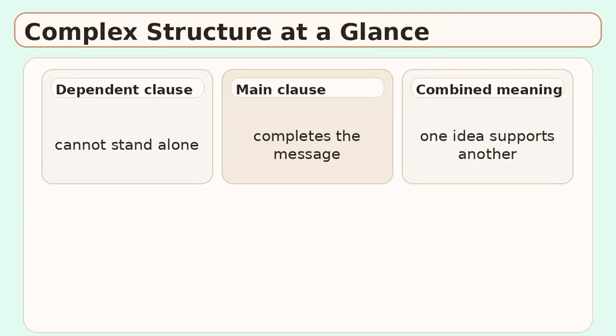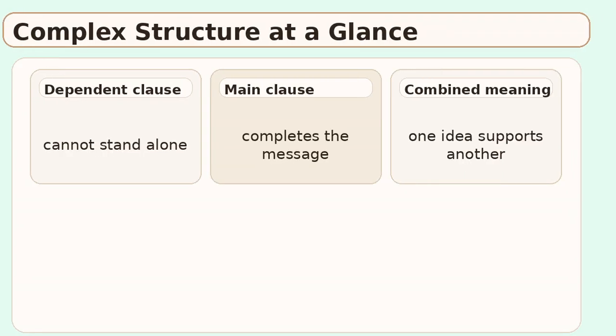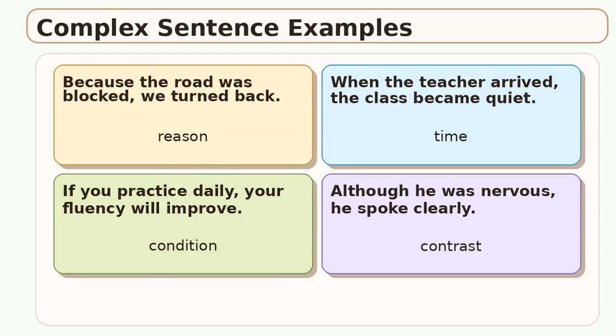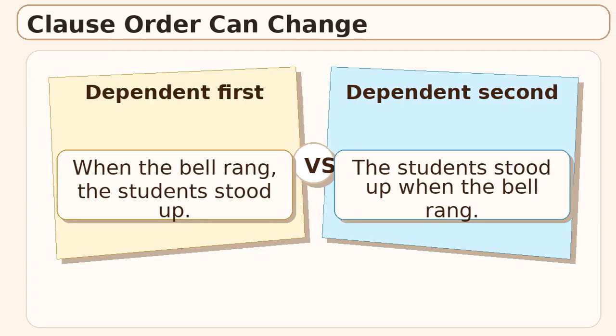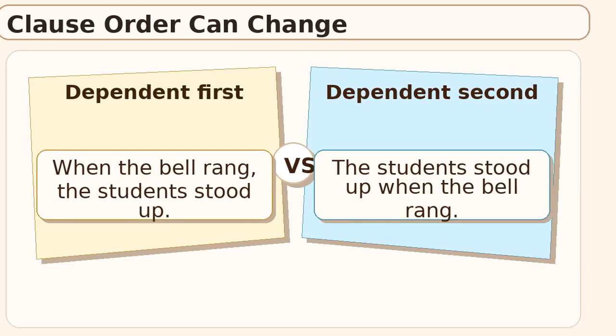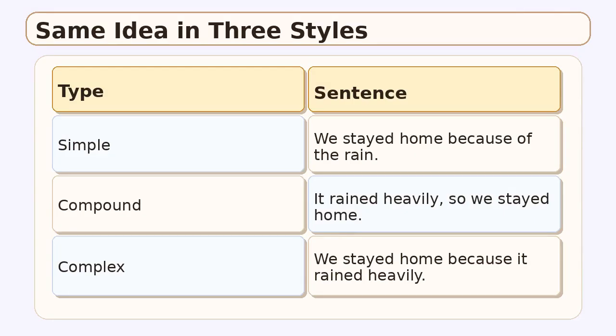The flow of a complex sentence is different from a compound sentence. One clause is central, and the other works in support of it. Notice how the supporting clause adds extra meaning such as reason, time, condition, or contrast. In a complex sentence, the dependent clause may come first or second. If it comes first, we usually place a comma after it. If it comes second, that comma is often unnecessary. This comparison is very useful. The core meaning stays similar, but the sentence style changes the rhythm and structure.